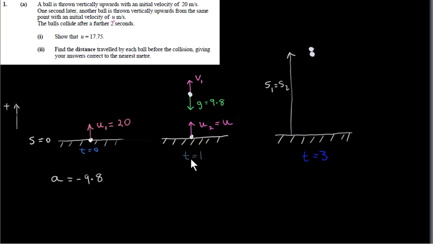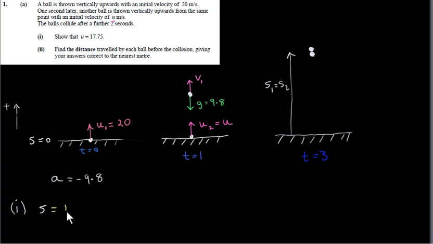The balls collide after a further 2 seconds. So 2 seconds after t equals 1, that means t equals 3, the balls collide. That means that s1 will equal s2 for the balls. They're both at the same height above the ground, roughly. So we want to show that u equals 17.75. The initial speed of the second ball is 17.75.